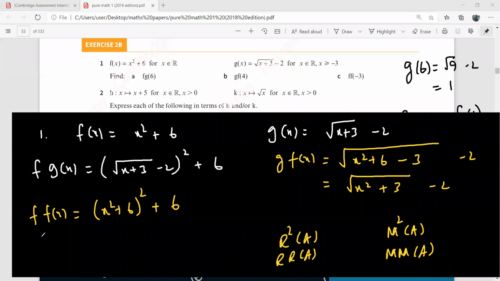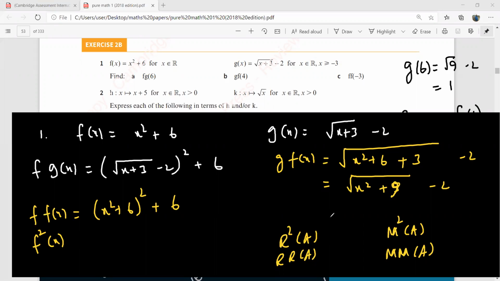This f of f of x also means f square of x. Yes, beta. Sir, in the g of f of x that you did, shouldn't it be x square plus 6 plus 3? Oh yes, this is plus 3 and this is plus 9. Yes, you're absolutely right. Acha.